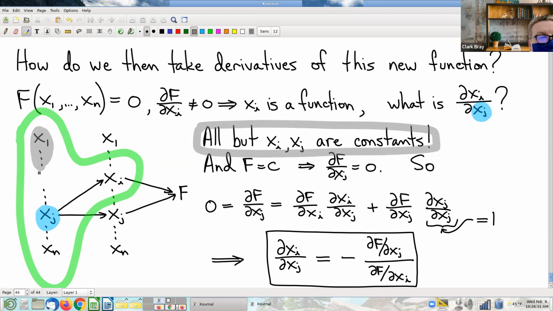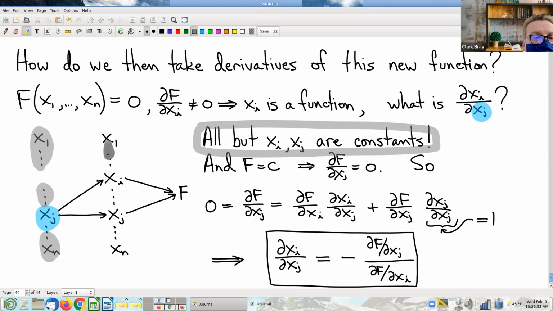So xi is not constant. But all these variables in here are constant. Now, xj is not constant because, again, that's what I'm taking a partial with respect to. But then all these variables down here, all constants. Everybody on board? And of course, let's not lose sight of the fact that really those are just recopies of these other variables here. So these are all constants. Okay, so you can see the things are starting to take shape here.